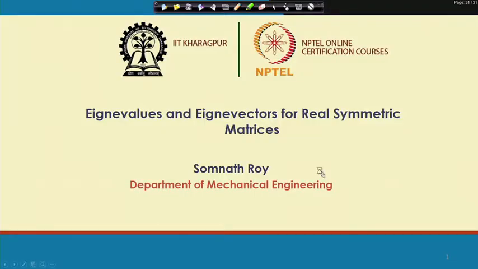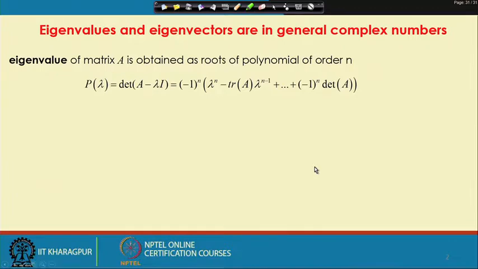And also at the end we will try to look into the solution of rate equations using eigenvalues and eigenvectors, which will be important in the context of iterative methods, which will follow later. So, eigenvalues and eigenvectors are in general complex numbers. Why? Because the eigenvalues of a matrix are obtained as the roots of a polynomial of order n.